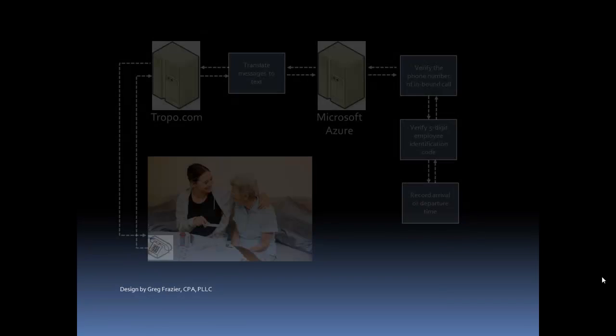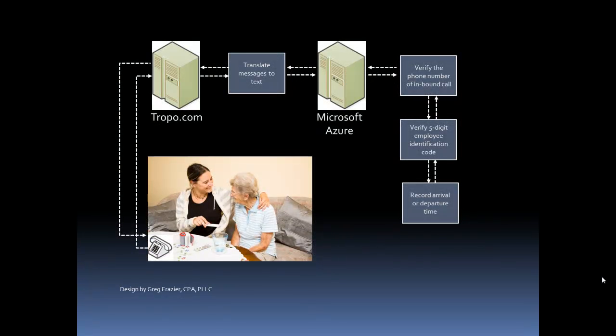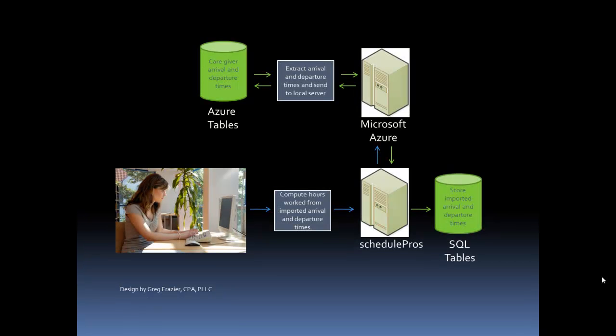As presented in the overview audio video, the new call-in reporting system enables caregivers to report their arrival and departure times by calling from the phones of their patients. The patient's phone numbers are stored in a database in the cloud and validated by the system when the calls are made. The arrival and departure times reported by the caregivers are also stored in the database in the cloud.